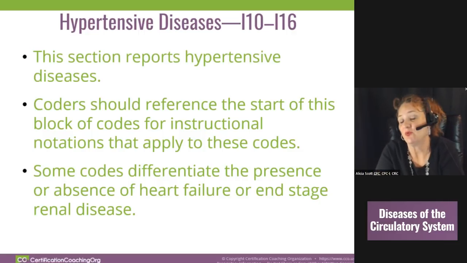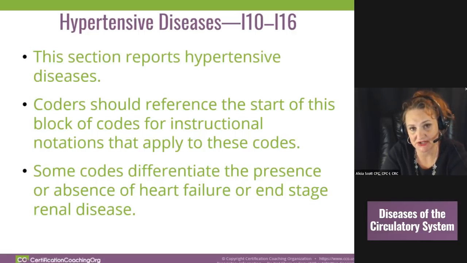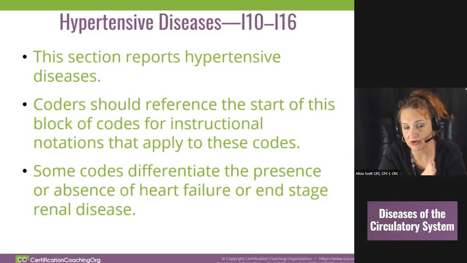Now, if you open up your manuals and you look at I10, you'll notice that in the parentheticals, there's other names: essential hypertension, malignant hypertension, benign hypertension. That all is I10. But there's so many other different types of hypertension, and you'll see those in I10 through I16. You want to make sure that you pay attention to the details. So if it's basic hypertension or it's in that parenthetical, you're going to use I10.